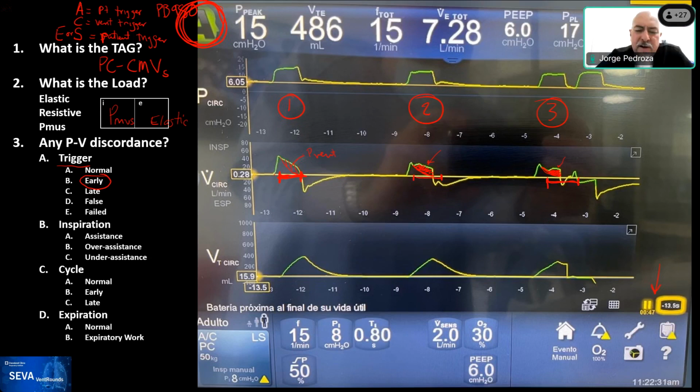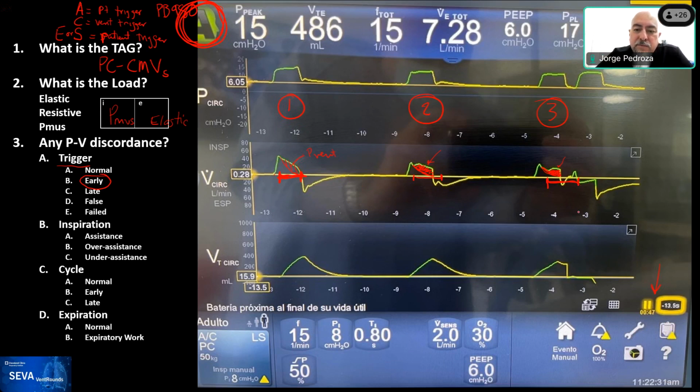So we are seeing an early trigger, and that early trigger is also associated with an early cycle. But we should always focus on the first discordance we see. So as Ariel is already saying in the chat, in breath number 3, the inspiratory effort of the patient is causing a double trigger.